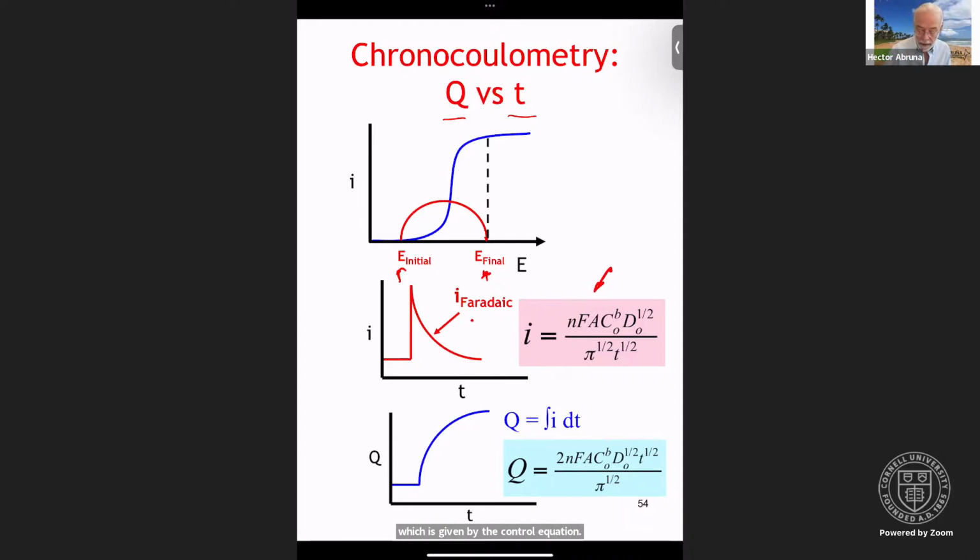If we integrate the current, right, the integral of current is charge, so charge equals the integral of I dt. We basically integrate this with respect to time, right? Because we have t to the 1/2 here, a 2 comes up, you can see it here. All of these other factors stay there, and basically pi to the 1/2 comes up. And so this expression tells you that the charge equals 2 n F A, bulk concentration, diffusion coefficient to the 1/2, square root of time, divided by pi to the 1/2. This is just a simple integration of the Cottrell equation.